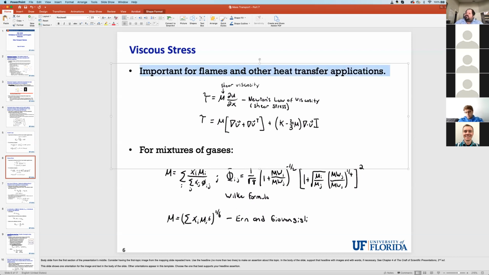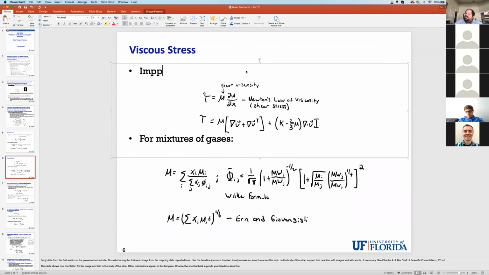Actually, this is not important for flames, but important for fluid mechanics, fluid flow. And so, if you have boundary layers and things like that, those can have a substantial effect on combustion and then also turbulence. And so, again, this is Newton's law of viscosity right here, where basically the shear stress is equal to the shear or dynamic viscosity times du dx.